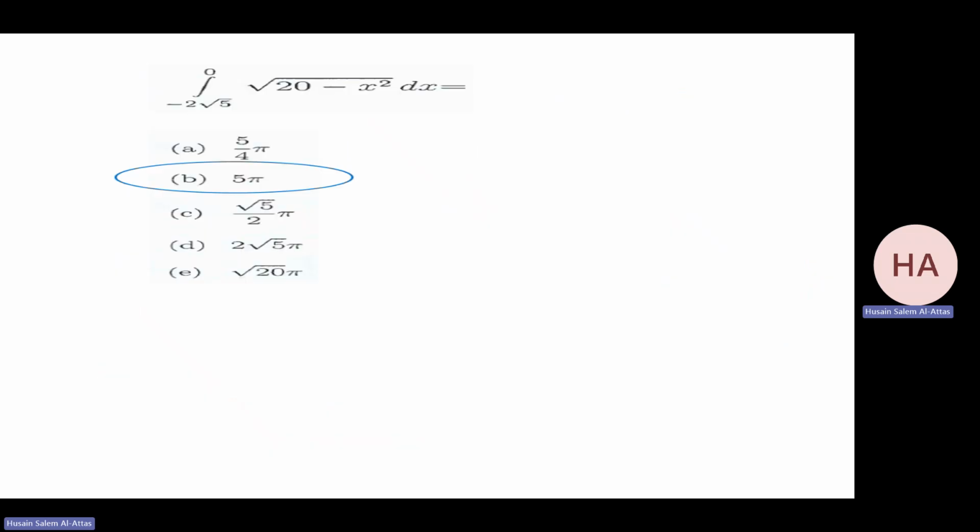Okay. Yeah, I think we did something similar. This is 20, which is 2 square root of 5 squared. So this is my R. So that will be 1/4 of it. 1/4 times R squared, which is 1/4 of 20 pi, which gives me 5 pi, which is this one.